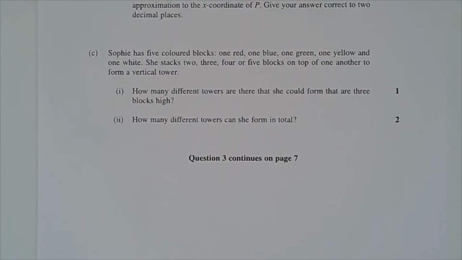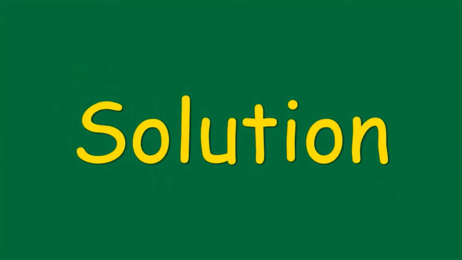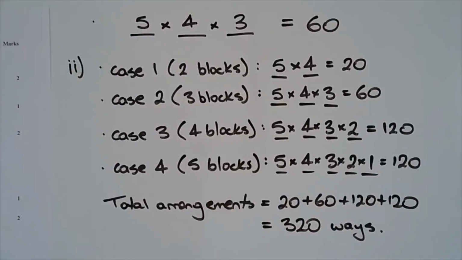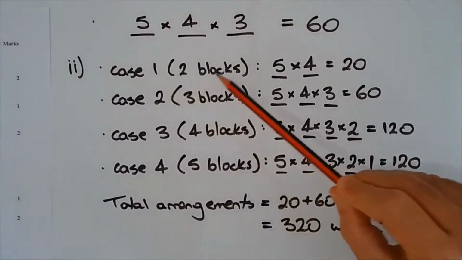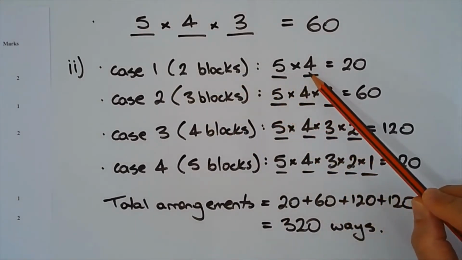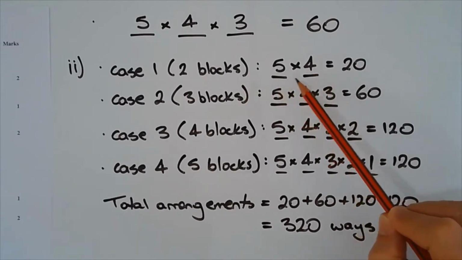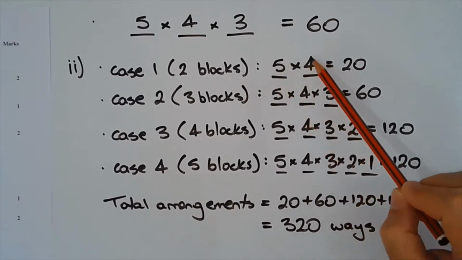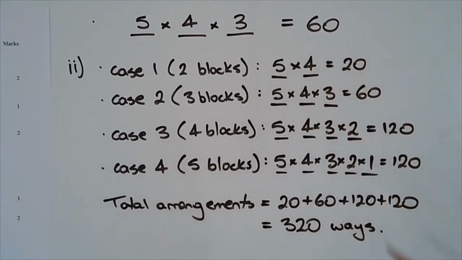Part 2. How many different towers can she form in total? We'll consider 4 cases. Case 1. The number of ways Sophie can stack 2 blocks is equal to 5 times 4. So a dash diagram here showing 2 blocks. Sophie has a choice of 5 colours for the first block and a choice of 4 colours for the second block, and that gives us 20 ways.